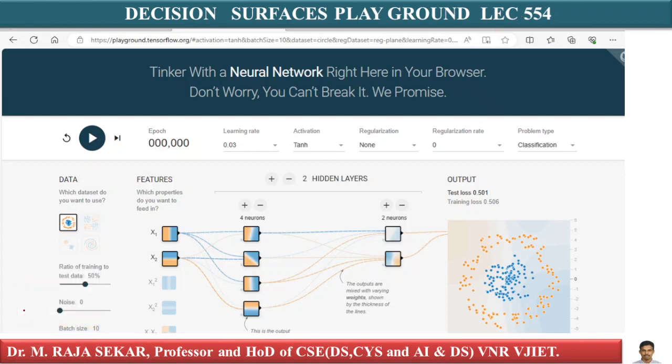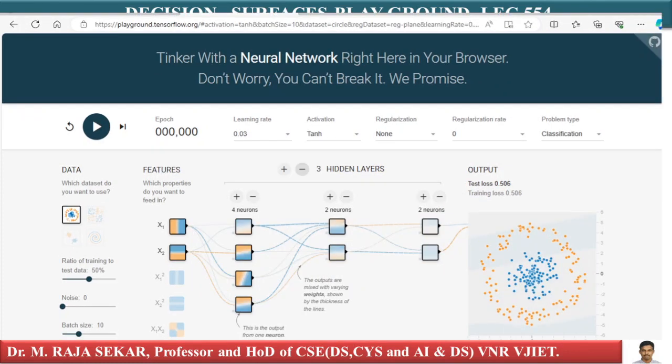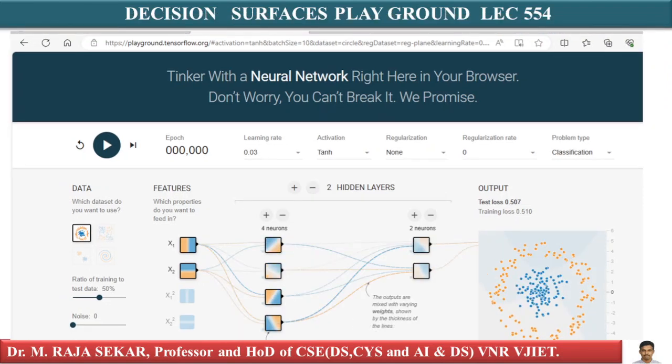In this lecture, I will continue my discussion on decision surfaces, the neural network playground. We can increase or decrease the number of hidden layers. If I press plus, the number of hidden layers will increase. If I press minus, it will decrease. Actually, I want to run this and show it to you. I am just leaving everything at the default values. The default values are here.